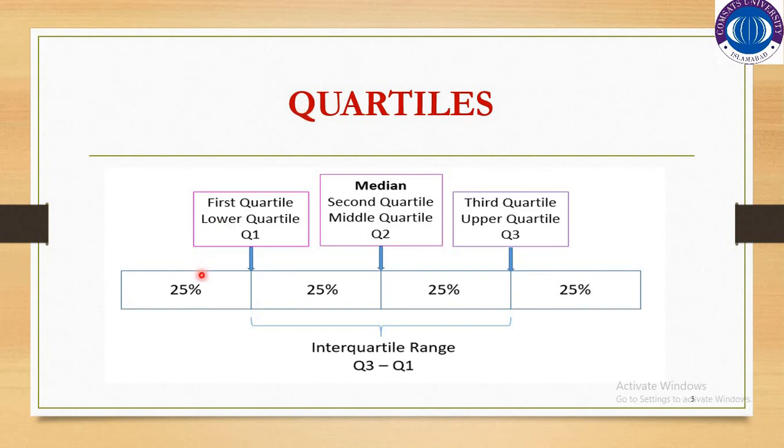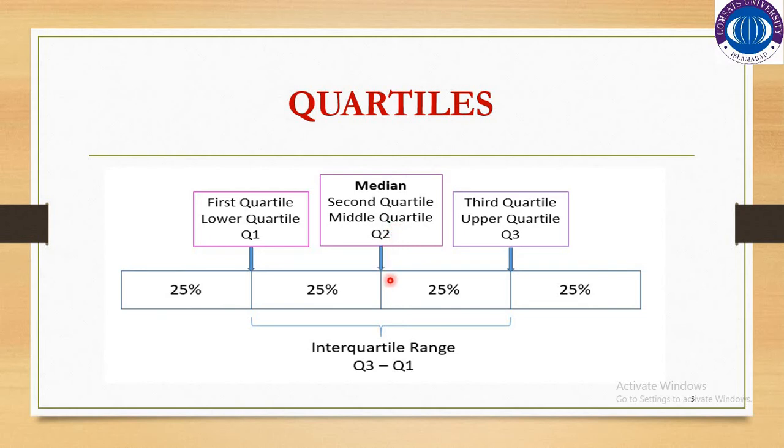So, quartiles. This one is the first quartile, also called the lower quartile, and we usually denote it with Q1, below which is 25% of the data. Because we are dividing data into 4 equal parts, each part will have 25% of data. So Q1 has 25% of the data below it, and above Q1 there is 75% of the data, 25 plus 25 plus 25. This is the point below which is the 25% of the data.